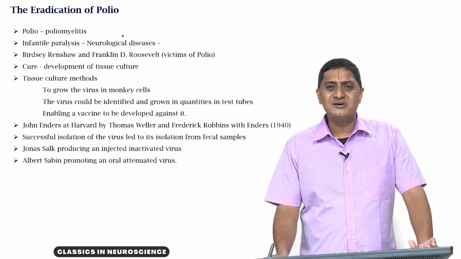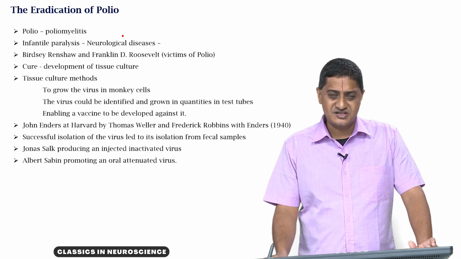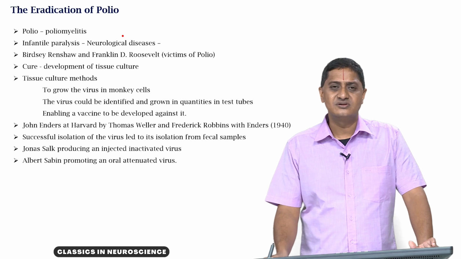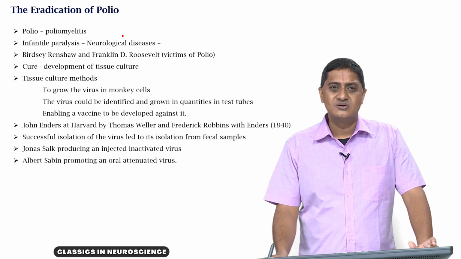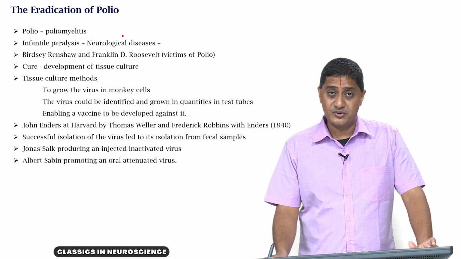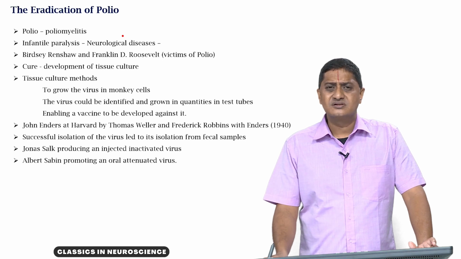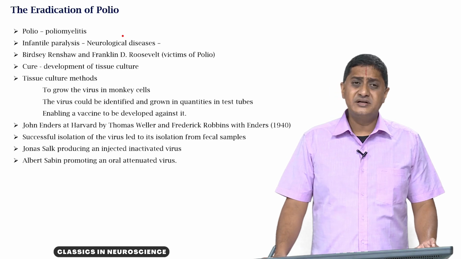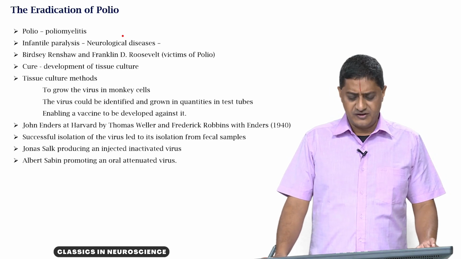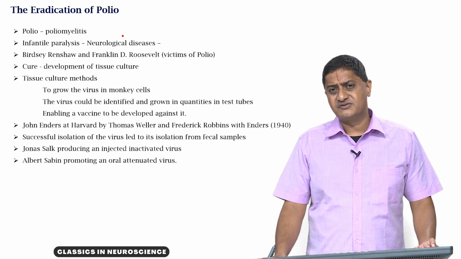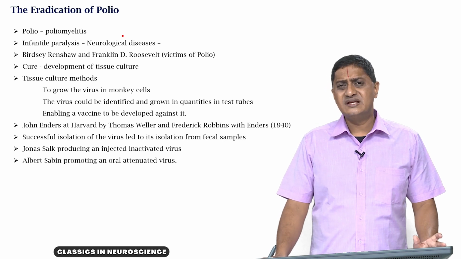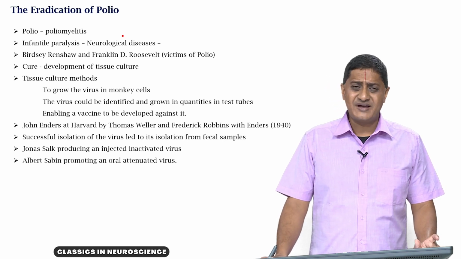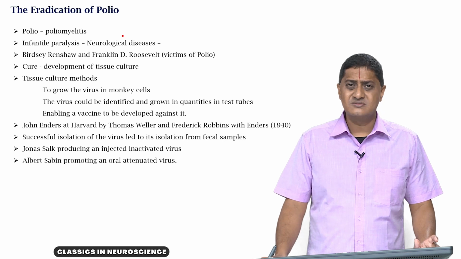Also, the famous American president Franklin D. Roosevelt was a patient of polio. How was this cured, or how was this addressed? The ability to isolate, identify and grow large quantities of the virus in test tubes essentially enabled the development of a vaccine against this virus.